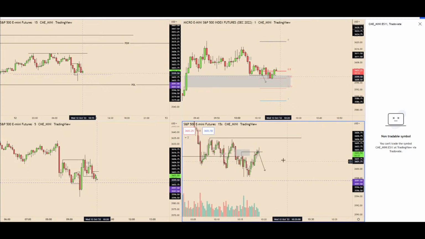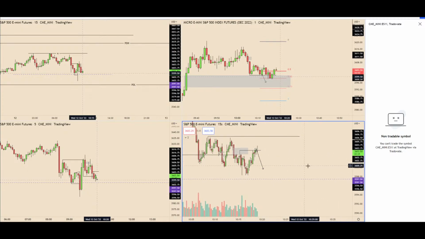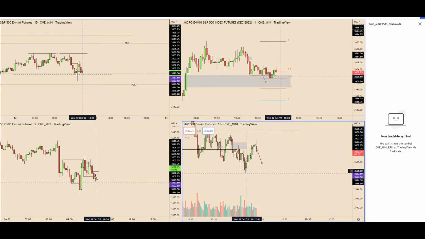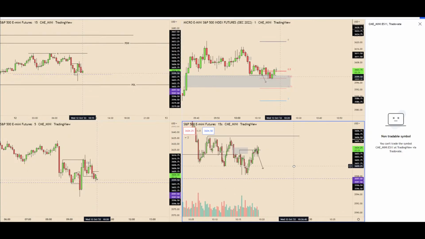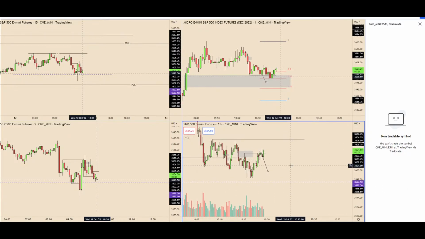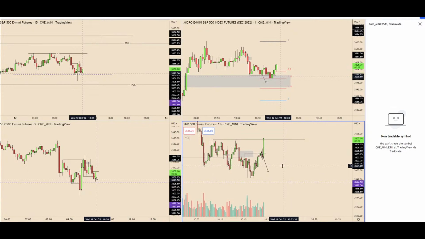What did you call turtle soup? It's basically just buying liquidity runs or selling liquidity runs. Oh, really? I didn't know that they were doing that. Do you trade the 1 millisecond? No, I have traded the 1 second before, and I don't like it.